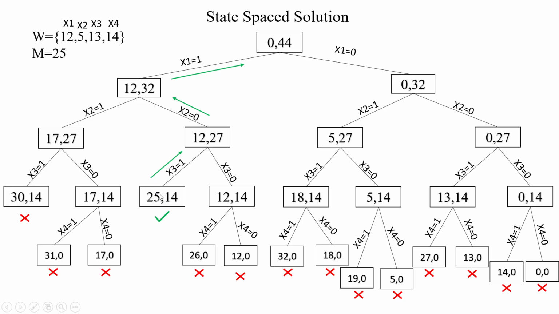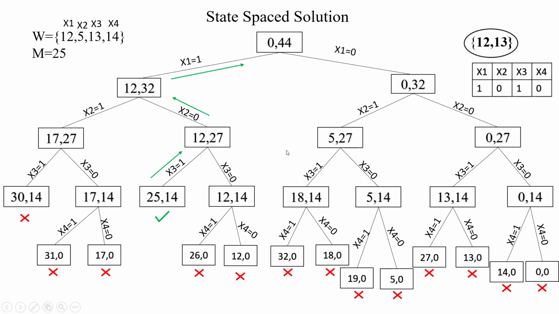There are no more solutions in our state space tree. The subset from the solution is 12, 13. Here we can see that we have considered the first weight and we have not considered the second weight. We have considered the third weight and we have not considered the fourth weight. From this we got the solution in this way. So this is the subset sum using the backtracking technique.